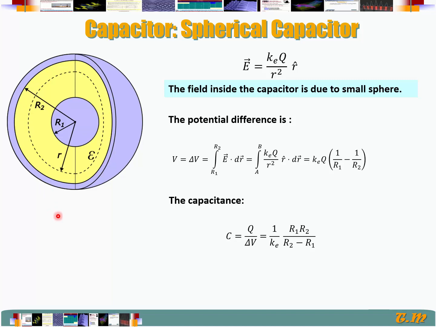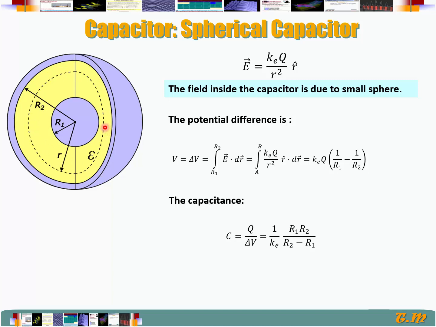Now, between the shells, the electrical field is going to be given by this expression. Okay, we can find that using Gauss's law, like taking a sphere, this dashed line here, as a Gaussian surface.